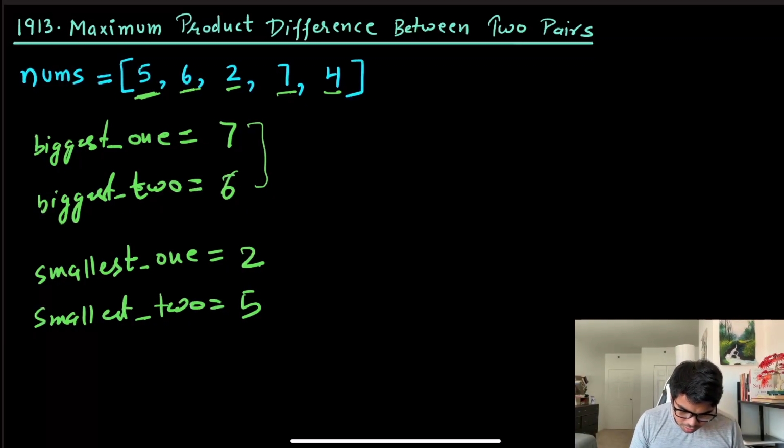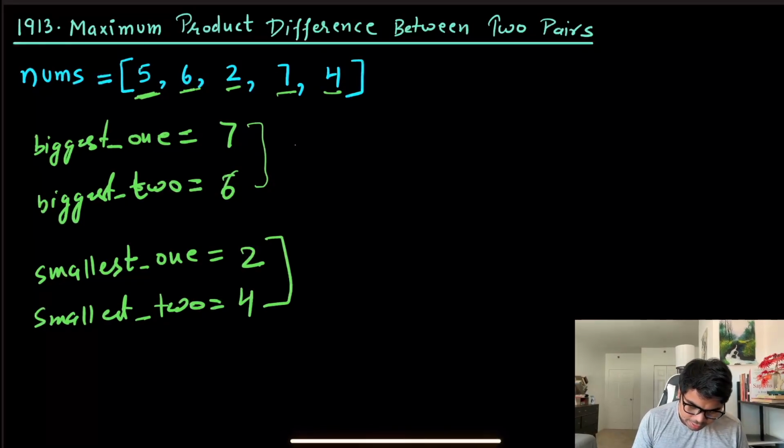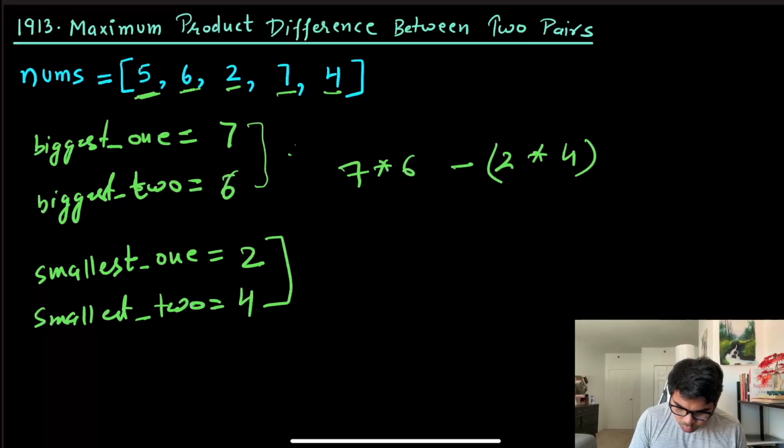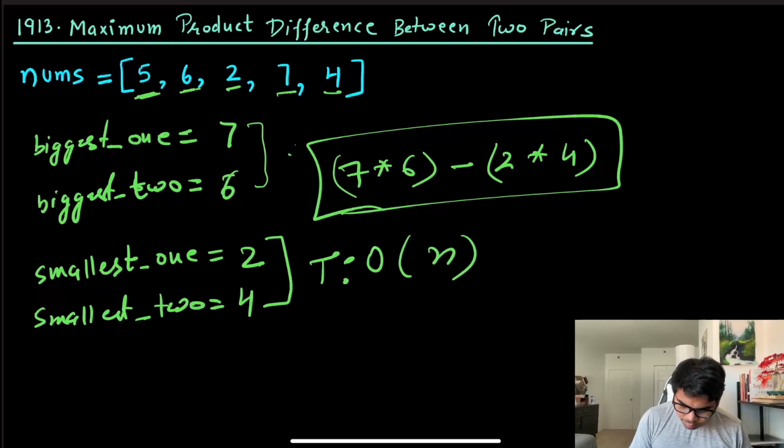But then here I see that the smallest one is actually smaller than 4, but the smallest 2 is actually greater than 4. So that is why I will replace this 5 with 4. Okay, then we have found our 2 greatest and 2 smallest numbers. So let's call them 7 into 6 minus 2 into 4. That is what I will be returning as my answer, and that holds true for all the numbers. So this will be O of n time complexity and O of constant space complexity.